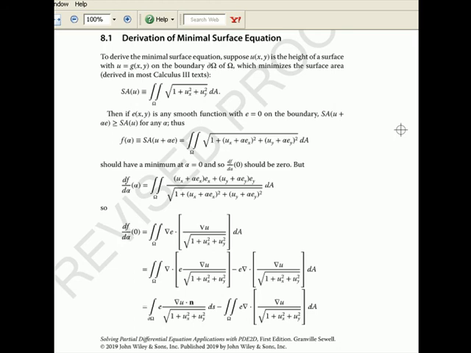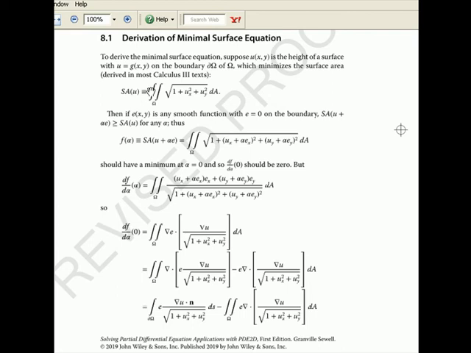Chapter 8 deals with two different but sort of related problems. There's the minimal surface equation and the time-dependent membrane problem, or string problem, the 1D version. We're only going to look at the minimal surface equation.